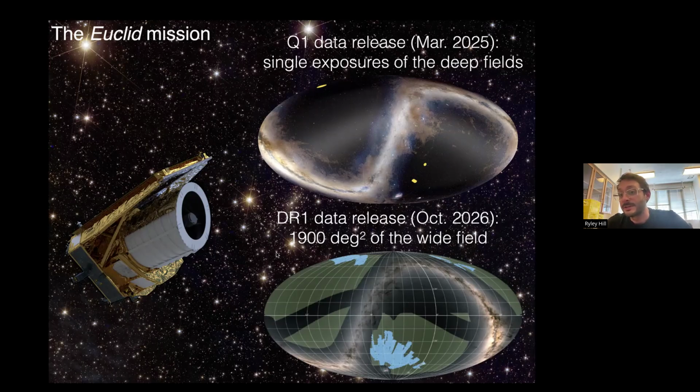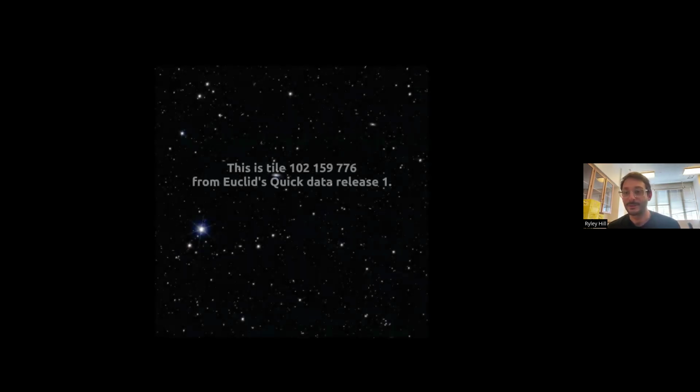And then also you might have heard on the news that the first data release, DR1, came out for the internal collaboration back in October, and it will be made public next October. That's what this blue area is here. So in about half a year, you'll be able to play with not only these little spots, but this big blue area.